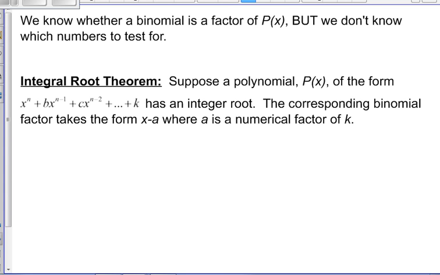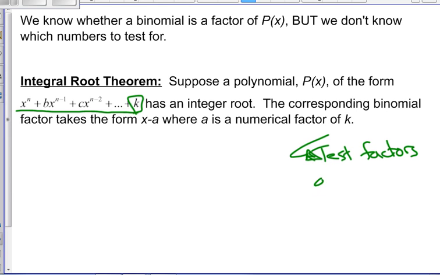So we know whether a binomial is a factor of p of x, but we don't know which numbers to test for. And this is kind of section 3.3 in your book. It's called the integral root theorem. And here's what it says. If you have a polynomial of this general form, and it has an integer root, that means plus or minus a whole number, or 0, the corresponding binomial factor takes the form x minus a, where a is a numerical factor of k. k is the constant term here. So what it's telling you is test factors of the constant term.